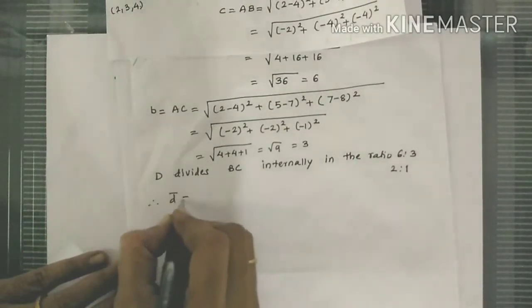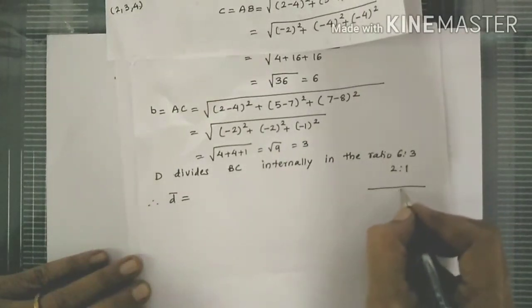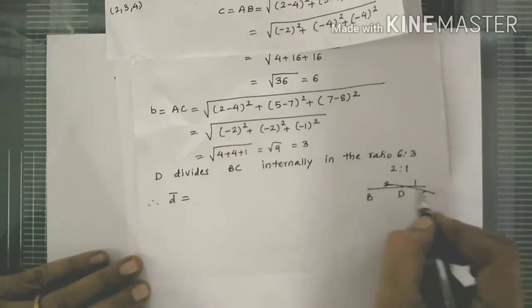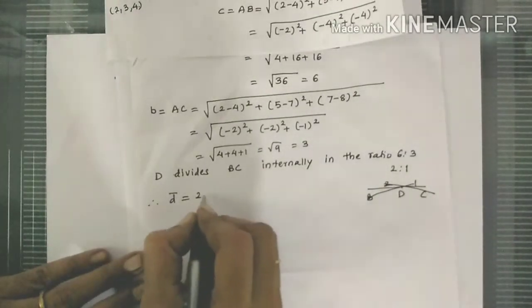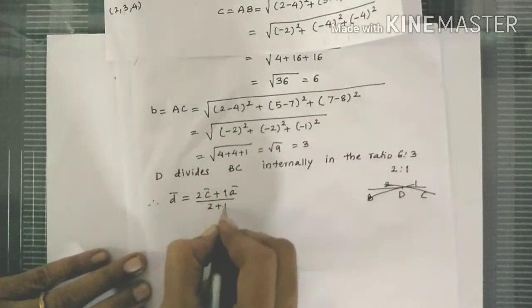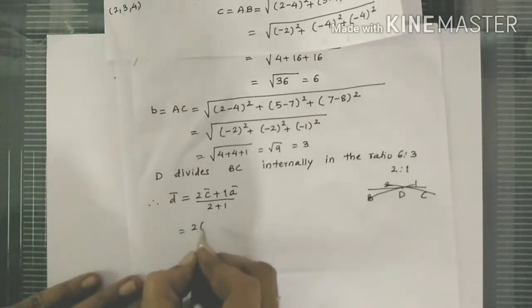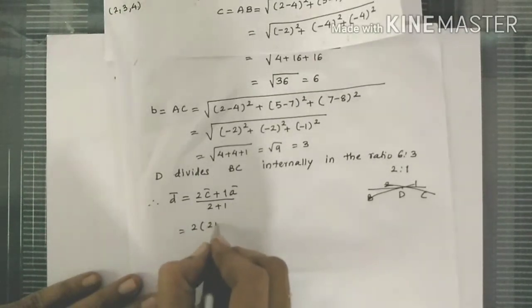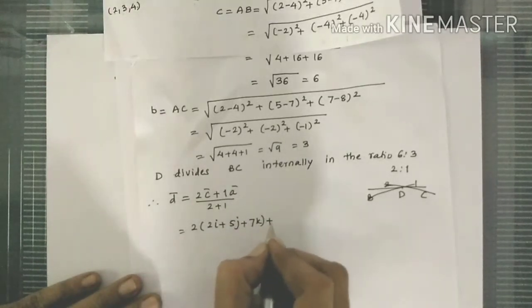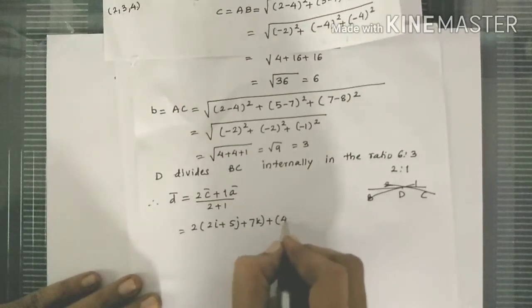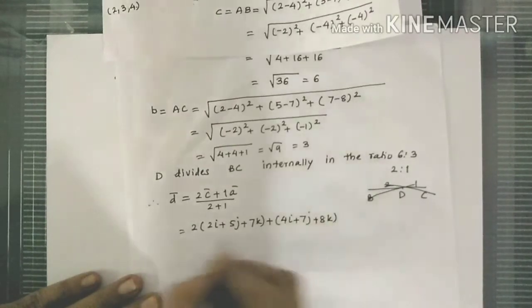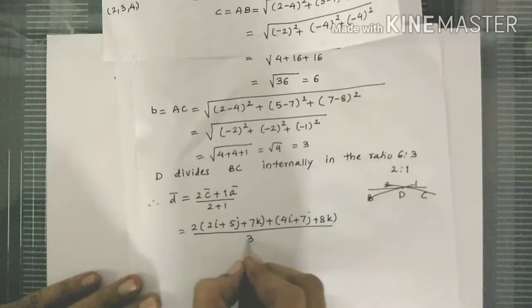Therefore D bar equal to, D divides BC in the ratio 2:1. So D bar is 2C bar plus 1A bar divided by 2 plus 1. So now let's substitute C bar and A bar. C bar is 2i plus 5j plus 7k plus A bar, that is 4i plus 7j plus 8k, upon 3.